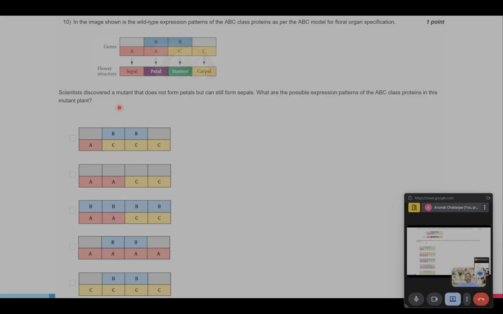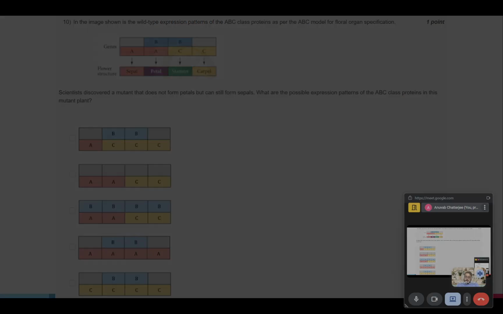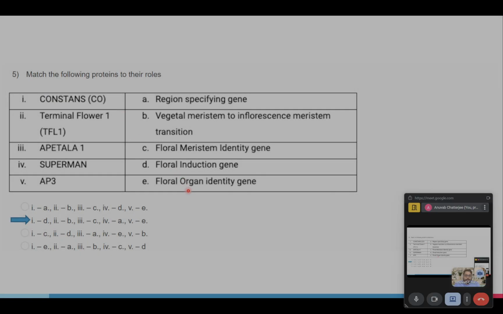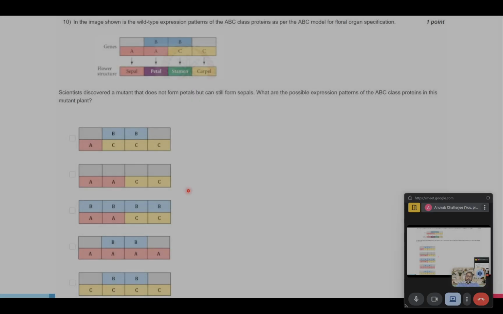Yes, so this is a very interesting thing that happens in plants. Now we are going to talk about our floral organ identity genes. Where is our sepal getting formed, petal getting formed, stamen getting formed, everything. And we have figured this out very well. This is known as the ABC class of proteins that do it. So what is the ABC class of proteins?